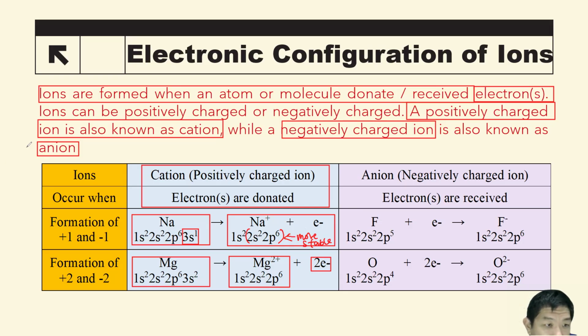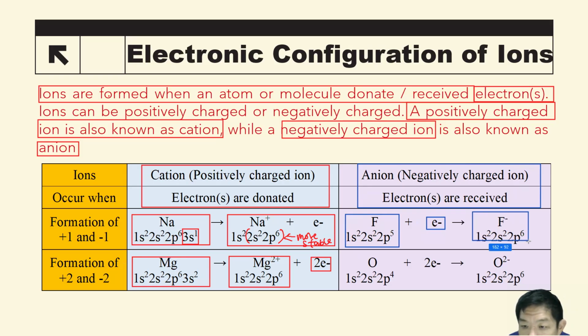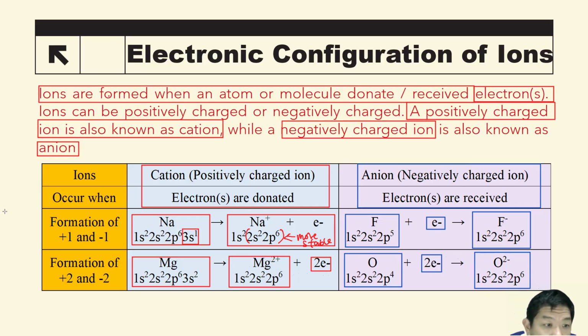Conversely, how is a negatively charged ion formed? A negatively charged ion is formed because electrons are received. For example, fluorine, 1s2, 2s2, 2p5, accepts one electron and forms 1s2, 2s2, 2p6 to form the fluoride ion. Another one is oxygen, 1s2, 2s2, 2p4. It accepts 2 electrons to form the oxide ion of 1s2, 2s2, 2p6. All of them form ions in order to achieve the octet configuration.